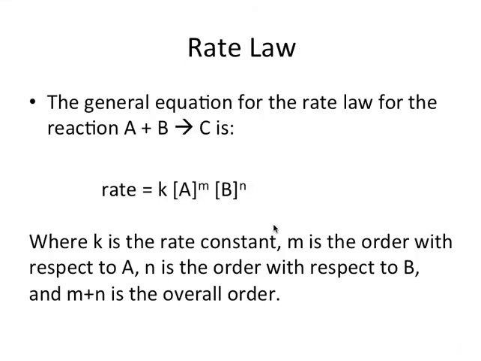Looking for general terms, the general equation for the rate law or rate expression for the equation A plus B going to C is rate is equal to the rate constant k, concentration of A to some power m, concentration of B to some power n. By the way, these orders need to be found experimentally.